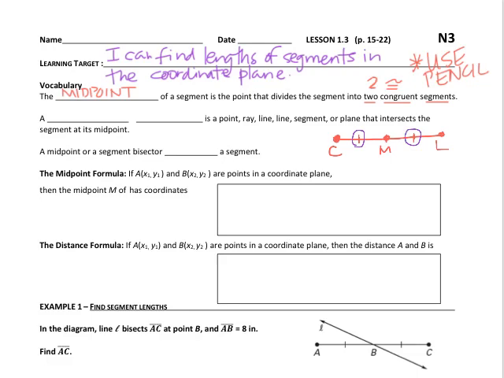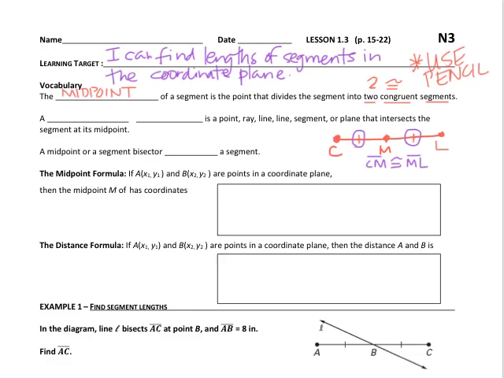Okay, so that means that CM is congruent to ML, and if that's the case, then that means that M is the midpoint. So just to conclude the word midpoint, it's really the halfway point on a segment.